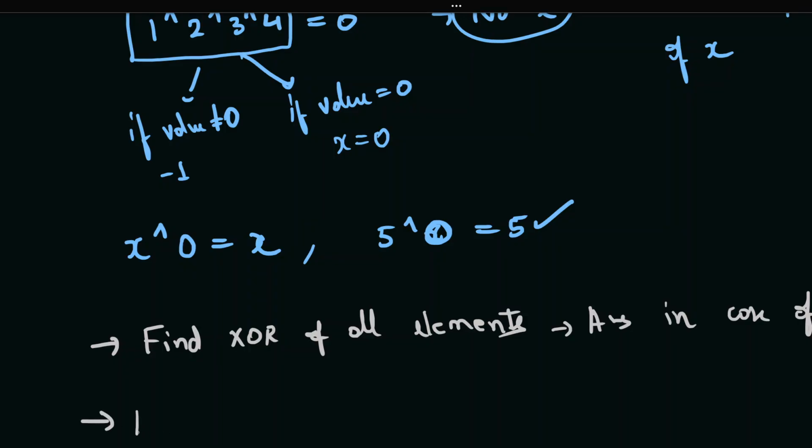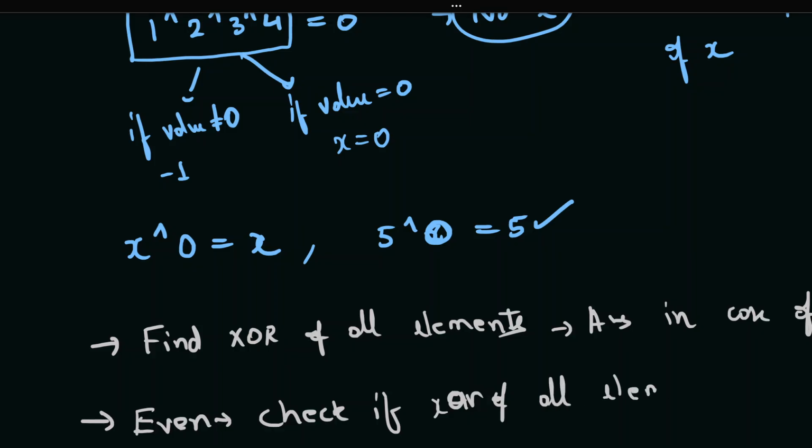In case of even, check if the XOR of all elements is 0. If yes, the answer is nothing but 0. Else it is -1.